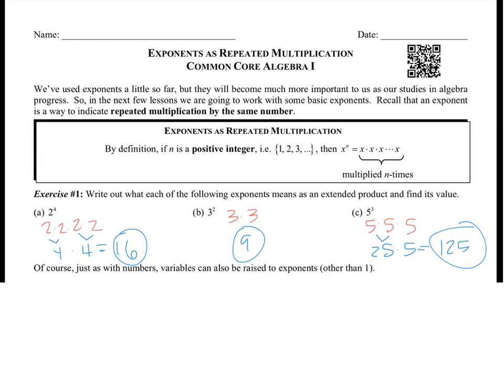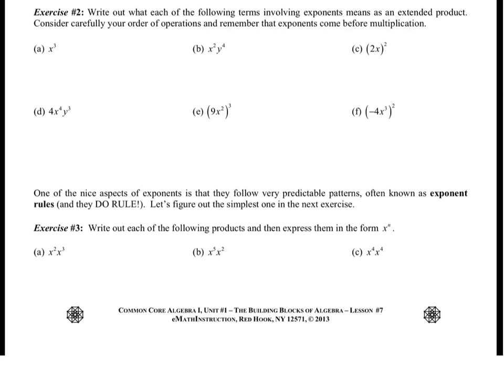So of course, just as with numbers, variables can also be raised to exponents other than 1. Looking at exercise number 2, write out each of the following involving exponents as an extended product. So x to the third power is x times itself 3 times. Then x squared is 2 x's, and y to the fourth is 4 y's.